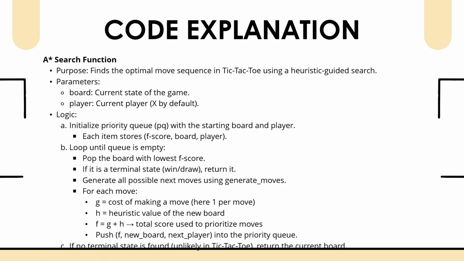Logic: initialize a priority queue with the starting board and player. Each item stores the F score, board, and player. Loop until the queue is empty. Inside the loop, pop the board with the lowest F score. If it is a terminal state, we'll return it. Generate all possible next moves using generate moves. For each move, G is the cost of making a move, H is the heuristic value of the new board, and F is the sum of G and H, the total score used to prioritize moves. We will be determining our moves based on the F score, and we push that into the priority queue.